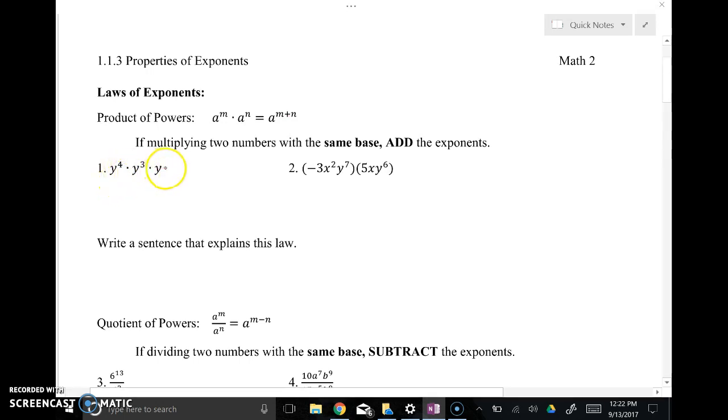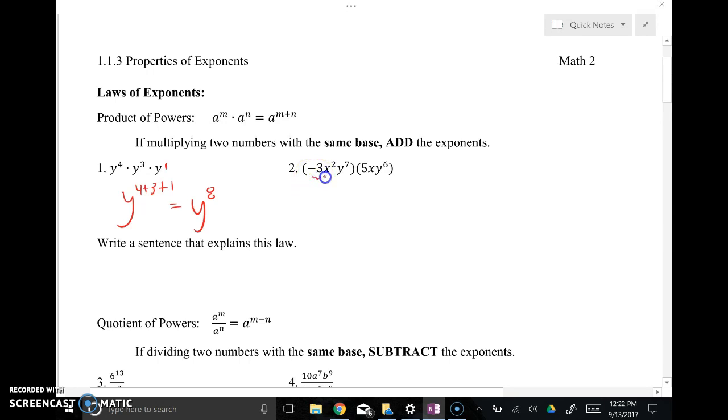So again, not to skip too far down the road here, but y by itself is the same as y to the first. So multiplying all with like bases, I'm adding the exponents to get one exponent for the entire expression, which would be 4 plus 3 plus 1, or 8. We'll do the same thing again.